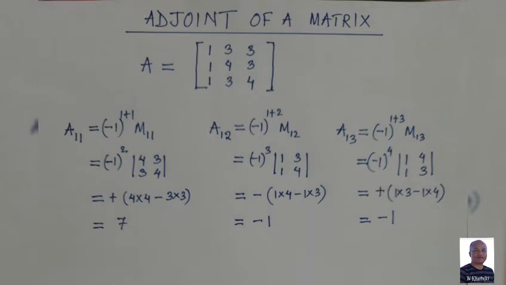Now you continue to do the same thing to the entry in the first row and second column. You do the same thing and you'll get -1 as the cofactor of 3, the entry in the first row, second column. You continue to do that to the entry in the first row and third column, and you will get -1. That is how we find the cofactors of the entries in the first row.